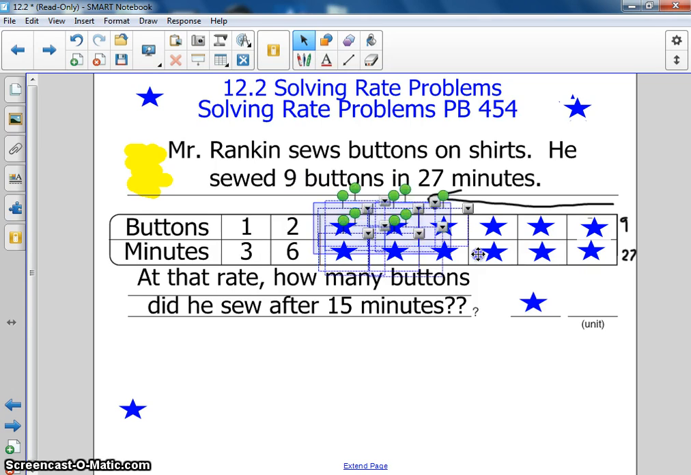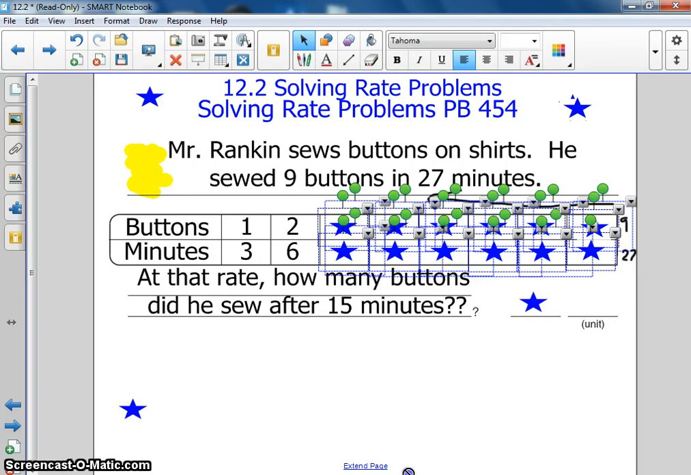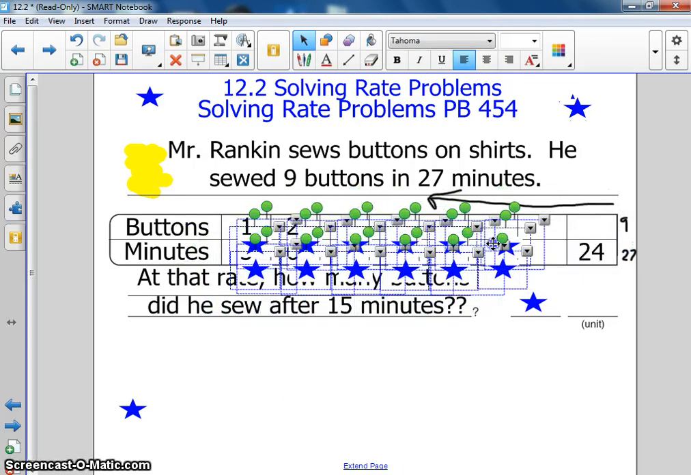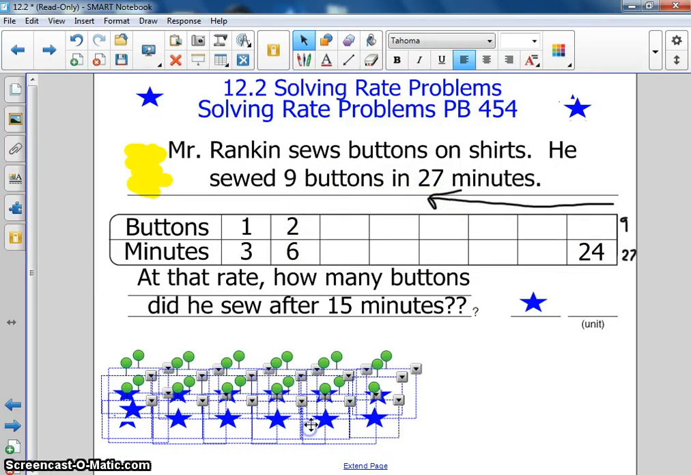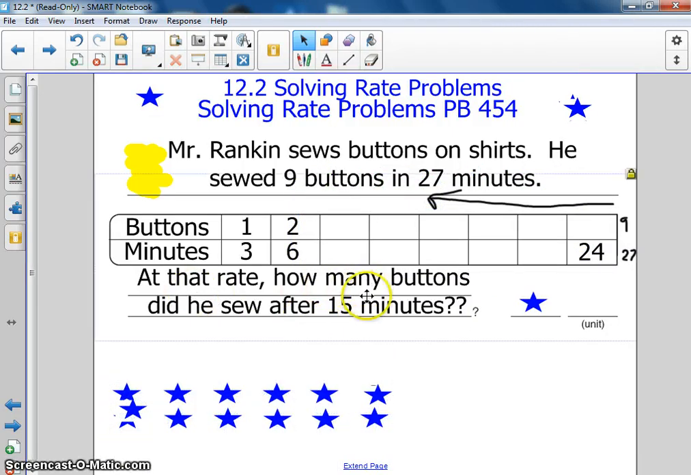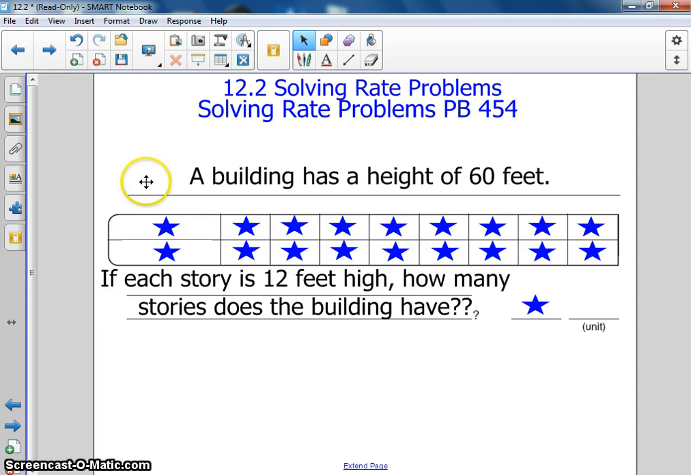Okay, I hope you got it. Let's see. Oh, well, you could fill this out. And then at that rate, how many buttons did you sew for 15 minutes? Well, 15 times 3 would give you, oh, in 15 minutes, not 15 buttons. In 15 minutes, 3, 6, 9, 12, 15 would give me 5 buttons. Try this one on your own. Try to make a rate table. I'd like to see this in your notes for today.